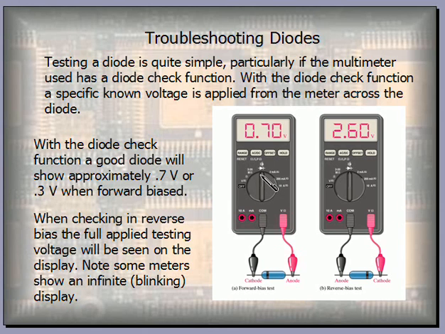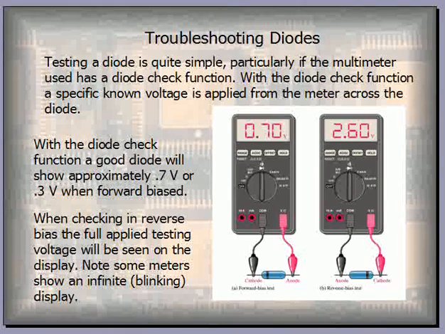So here, the diode check function is right there. On your meters in lab, there'll be a little picture of a diode. That's the button you would press.